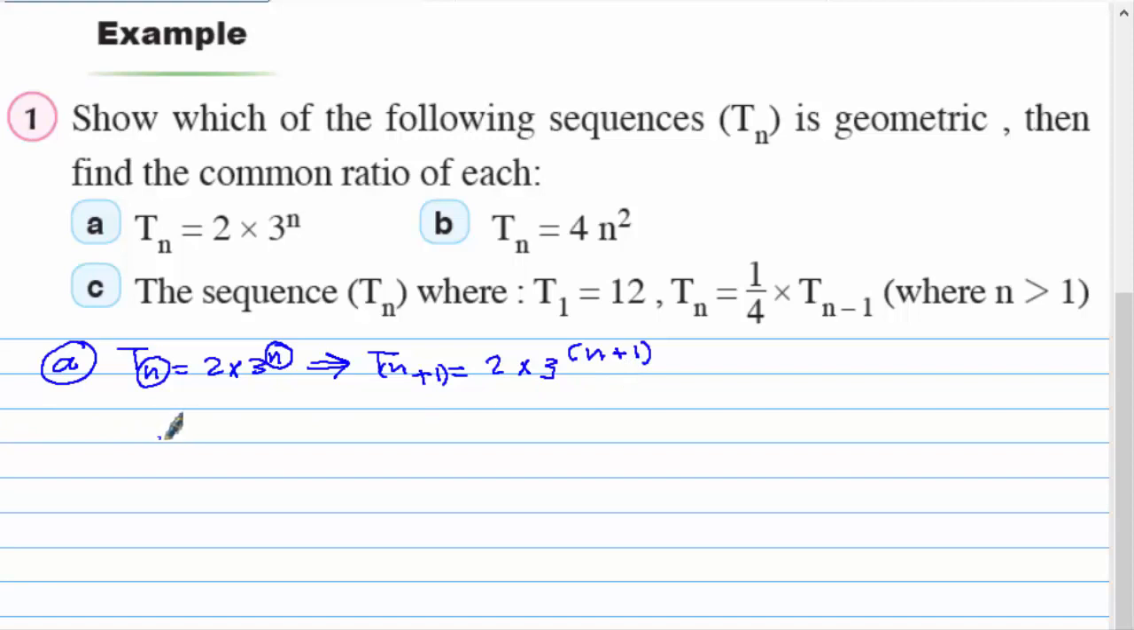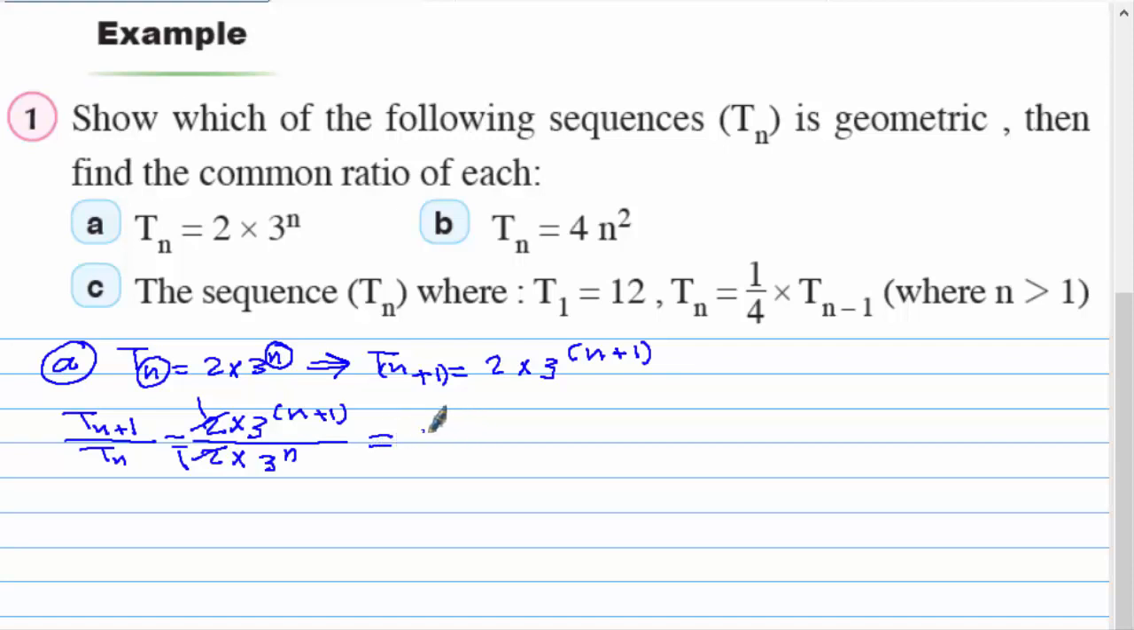According to the definition, we have Tn plus 1 divide Tn equals 2 multiply 3 power n plus 1 over 2 multiply 3 power n. This sequence will be a geometric sequence if the result here is a constant. So we must simplify this fraction, dividing up and down by 2.